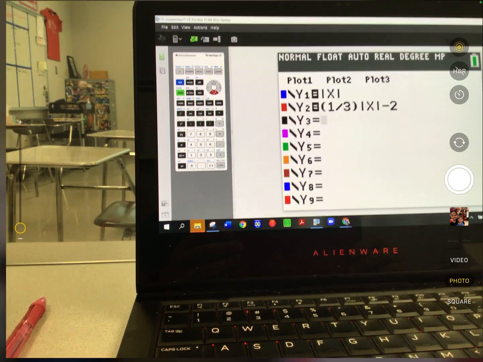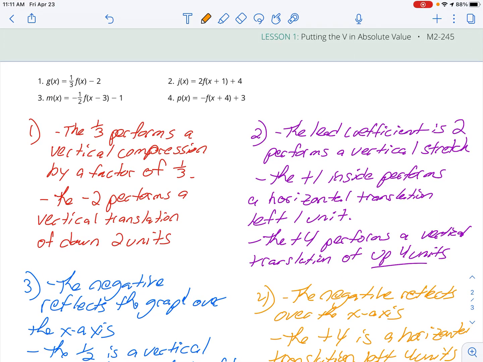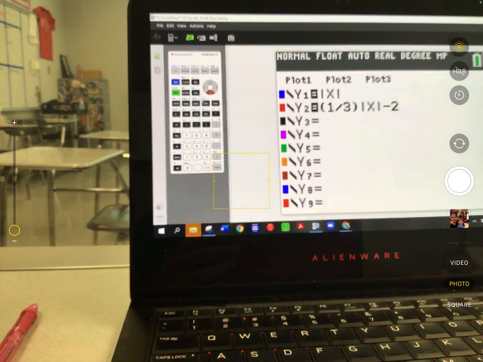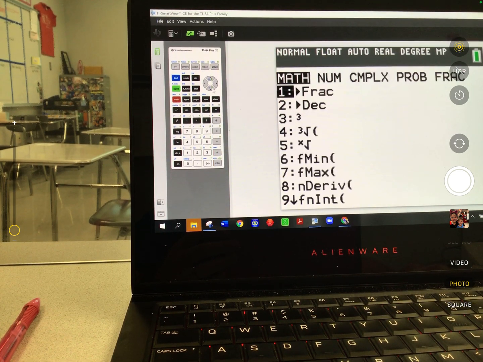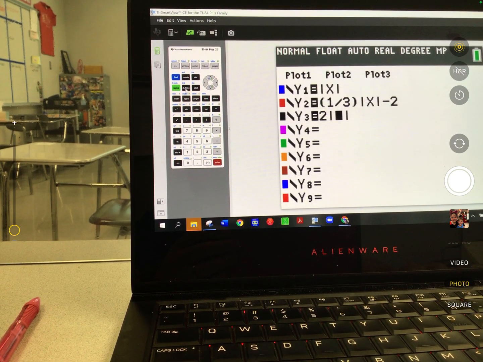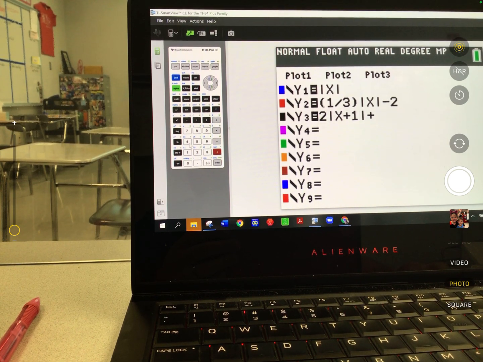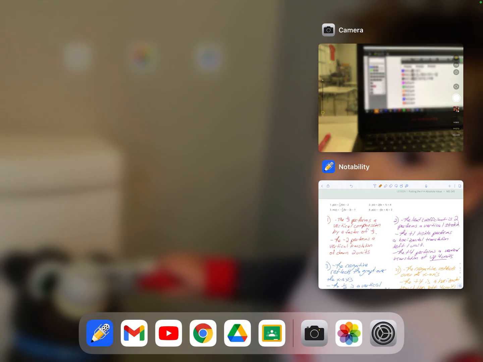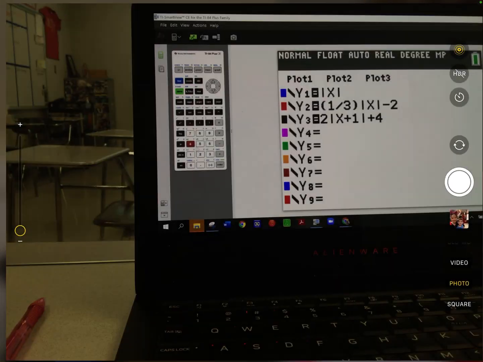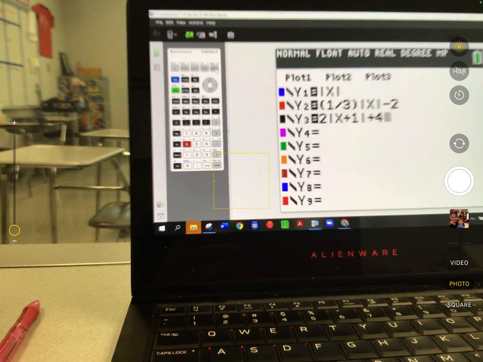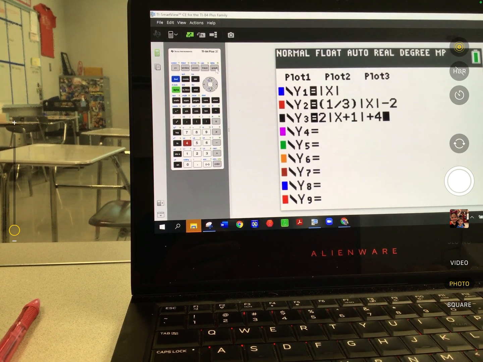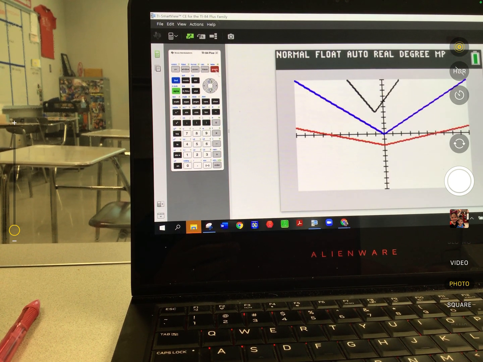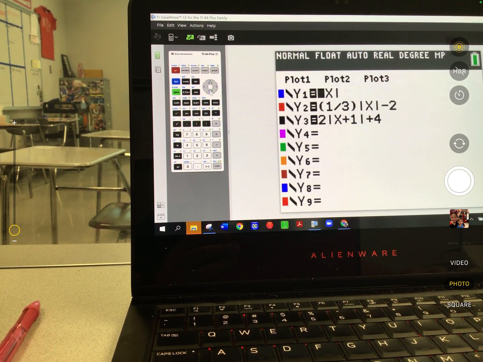For the next one, as we get ready to type it in, 2 absolute value of x plus 1 and then plus 4. So 2 absolute value, it is x plus 1 inside the bars and then plus 4 on the outside. Make sure I got that right. So it should be a vertical stretch by 2, left 1, up 4. Left 1, up 4. It's a little bit narrower than the parent function. Looks good.